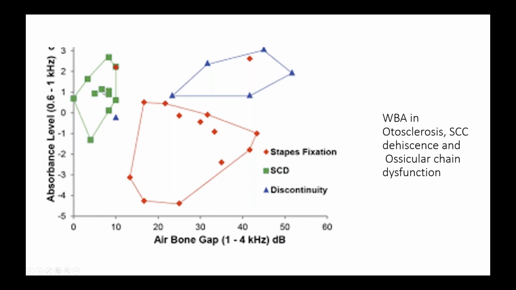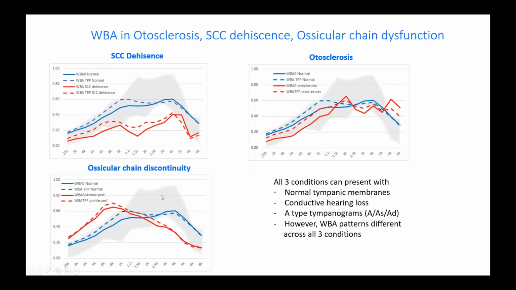You can see that wideband absorbance shows three distinct patterns across the three different pathologies. So wideband absorbance certainly has promise to differentiate the middle ear pathologies, and we found the same patterns as well. Otosclerosis has reduced wideband absorbance. Semicircular canal dehiscence also has reduced absorbance, but with a peak around 1 kilohertz, whereas ossicular chain discontinuity shows a peak in the low frequencies, around 800 to 1000 hertz.